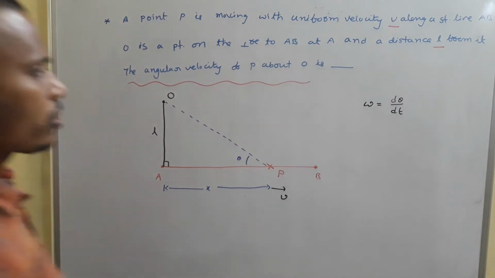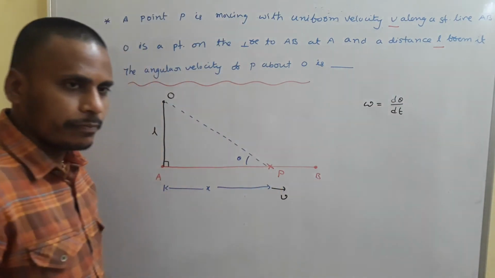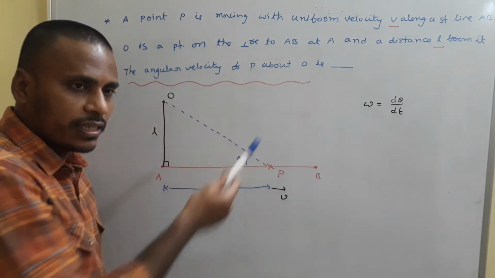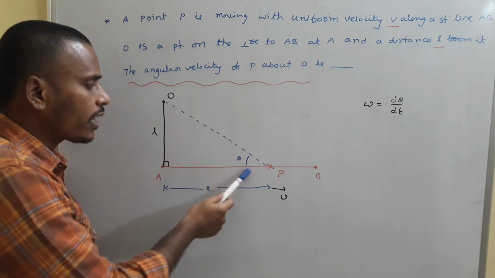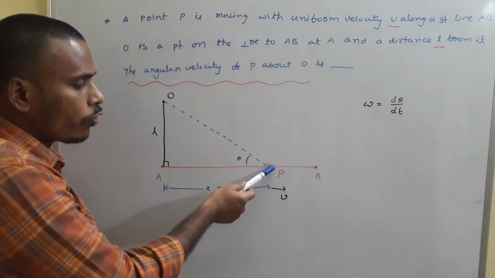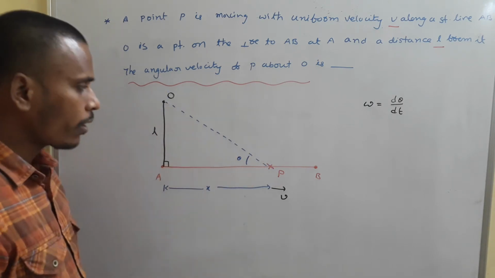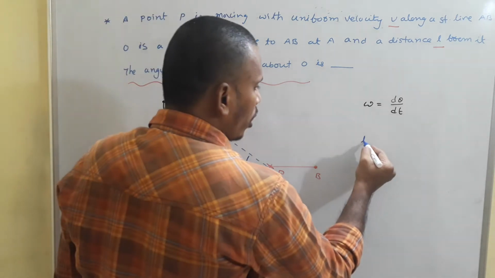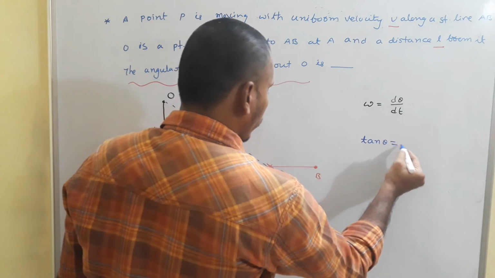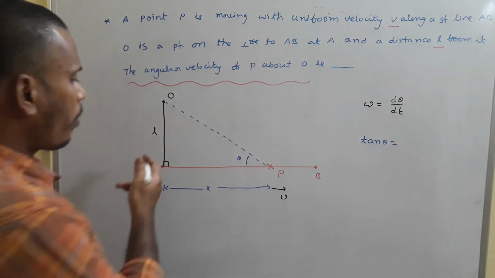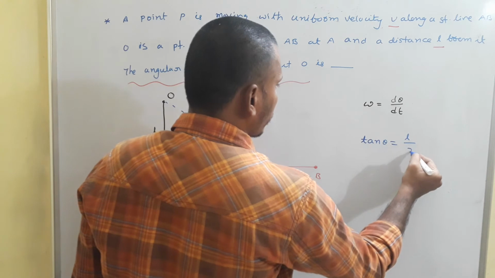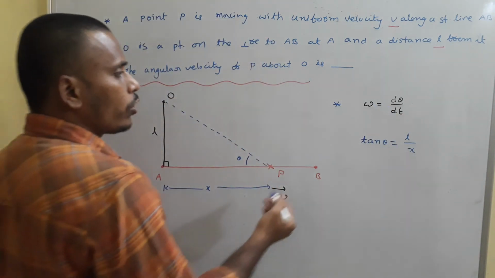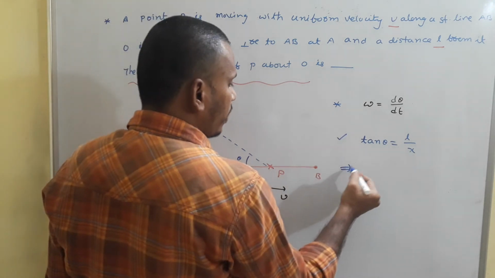Angular velocity means d theta by dt, here the angular velocity of P about O. So where is that theta? We need to locate theta here. From the diagram, tan theta is equal to opposite side by adjacent side, so L by X. We need to calculate omega, d theta by dt, so we differentiate.